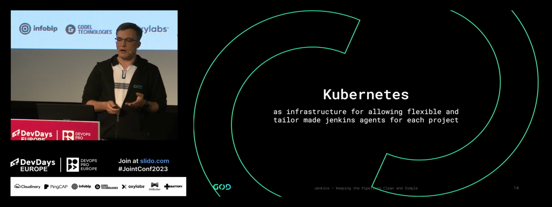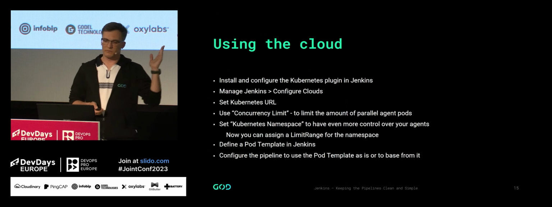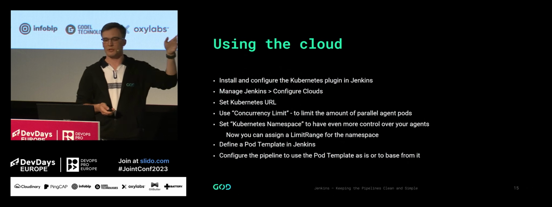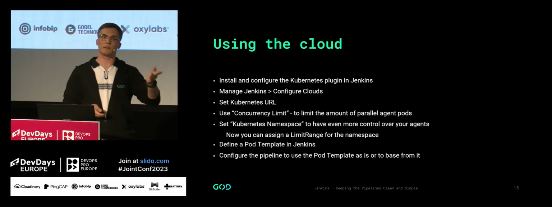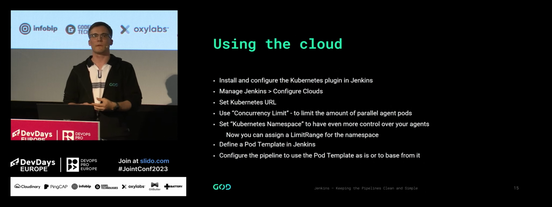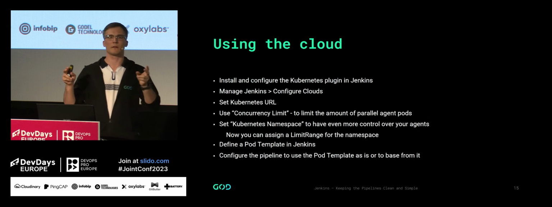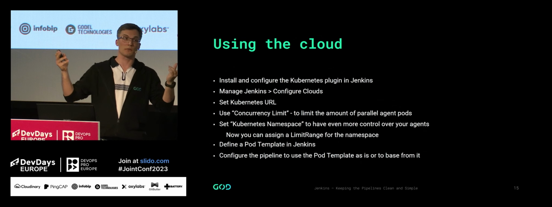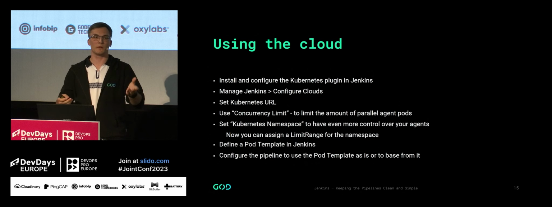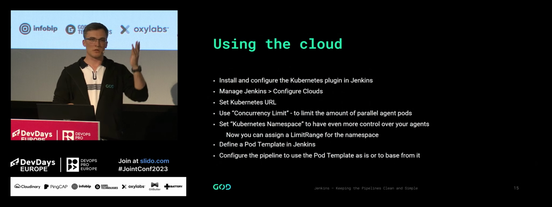And so how does Kubernetes connect to it? This is just a few simple steps to configure it. You go to Manage Jenkins, Configure Clouds. What is nice is that it doesn't matter if your cloud is a cluster in a real cloud, or you have a cloud on premises, because you just throw in a URL, you configure it, and you run.